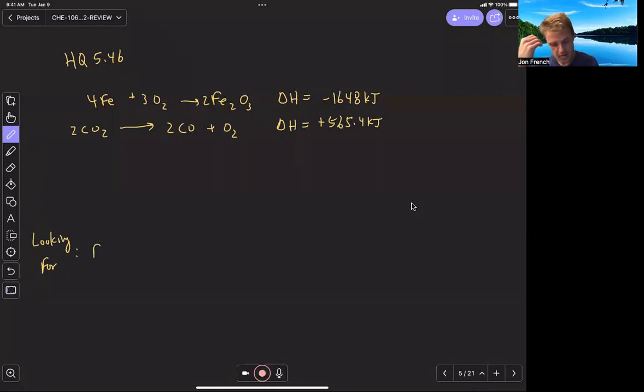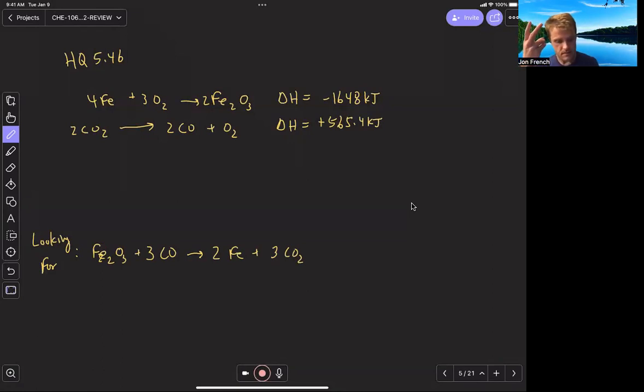The reaction we're looking for is iron 3 oxide plus 3 carbon monoxides yields 2 elemental iron and 3 carbon dioxide. So quite a lot going on in here.